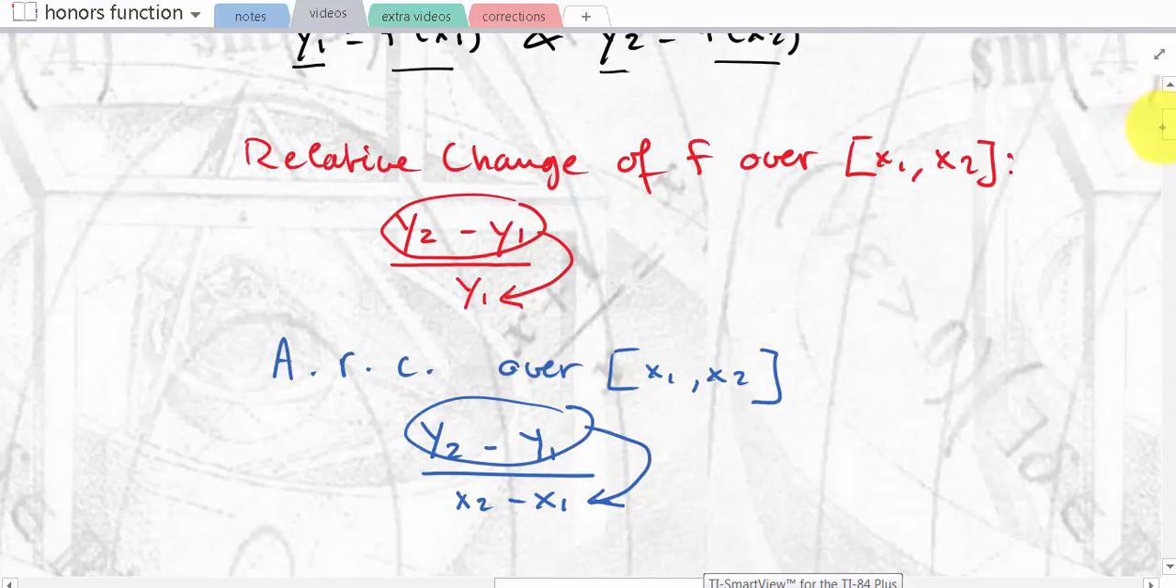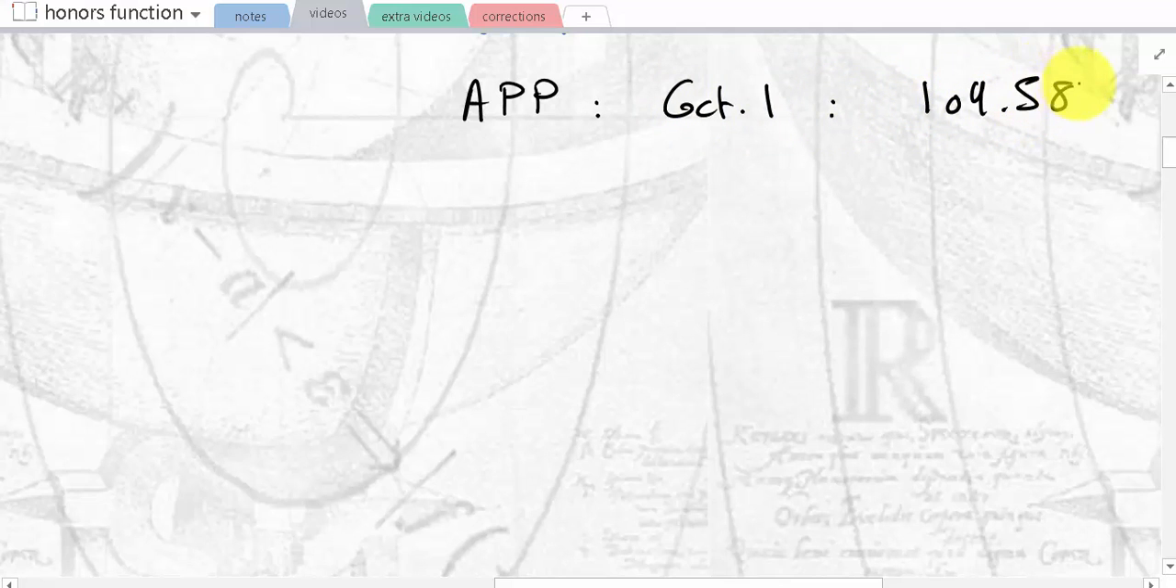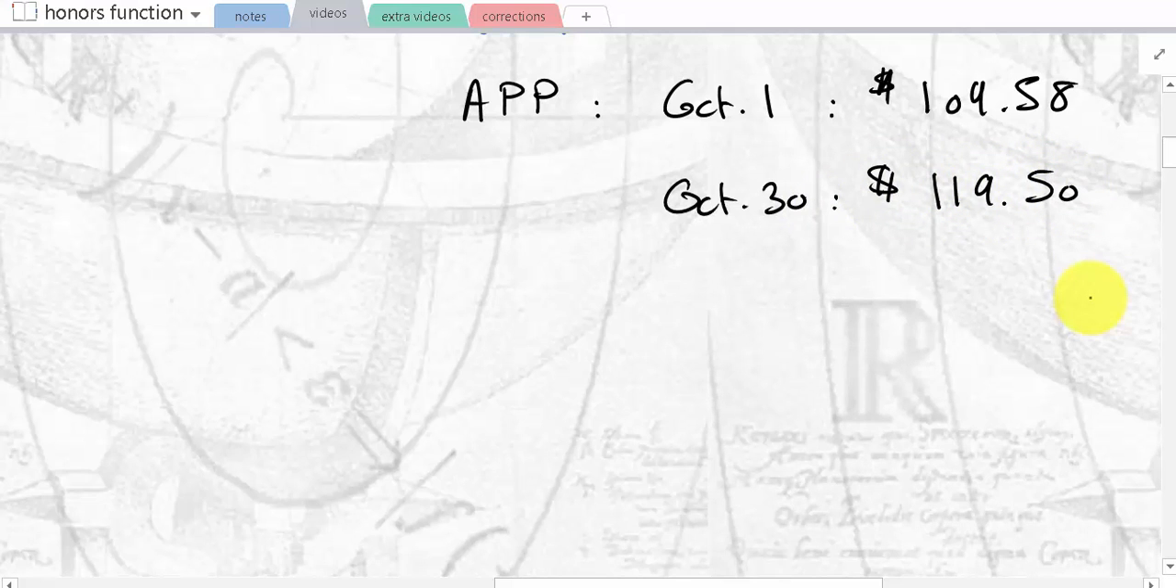Let's go over a very simple example to try to understand the difference between the two. So let's look at the price of a stock. I've just checked the Apple share. On October 1st, the share was at $109.58, while on October 30th, the share was at $119.50. All right, two different prices of the share. So what do we call the average rate of change of the Apple stock?